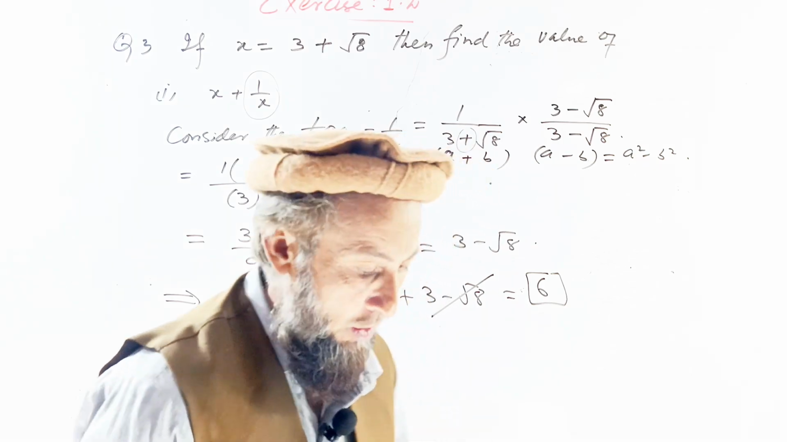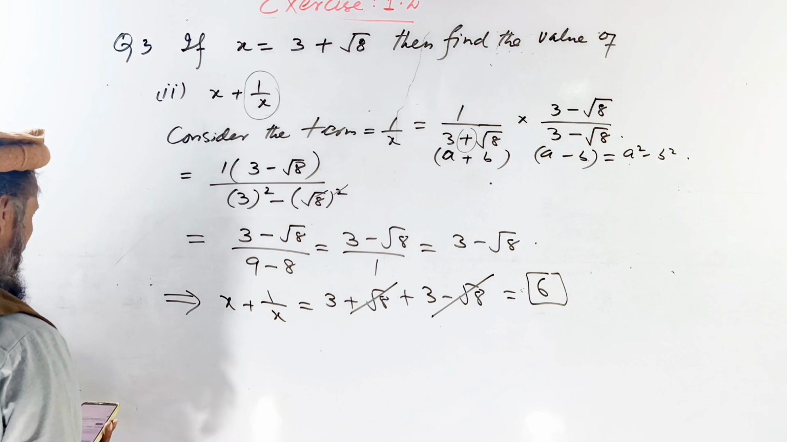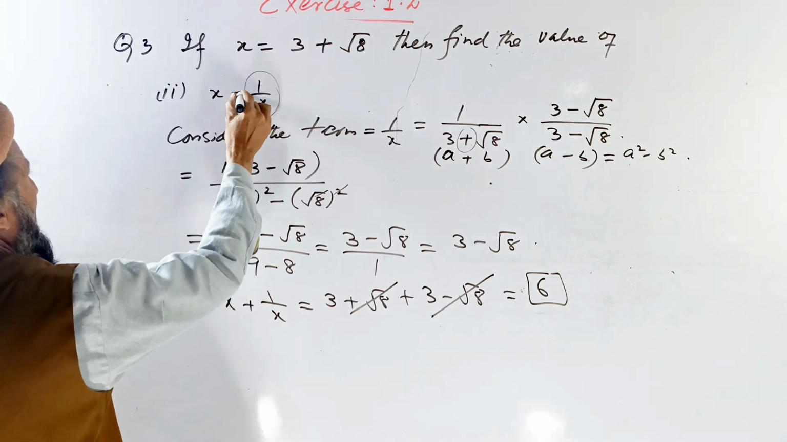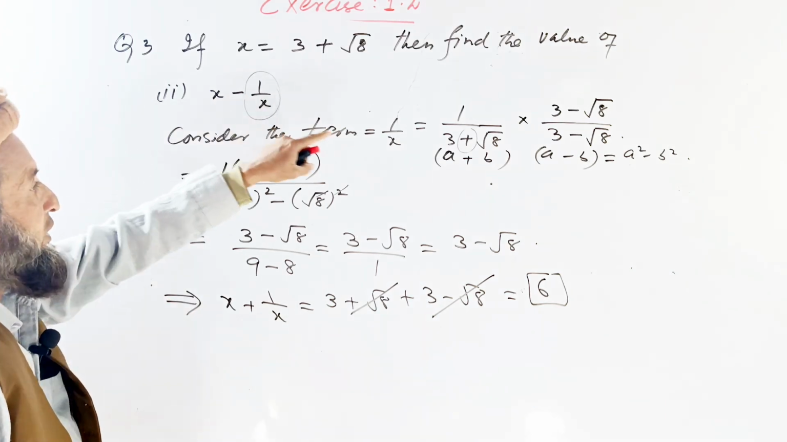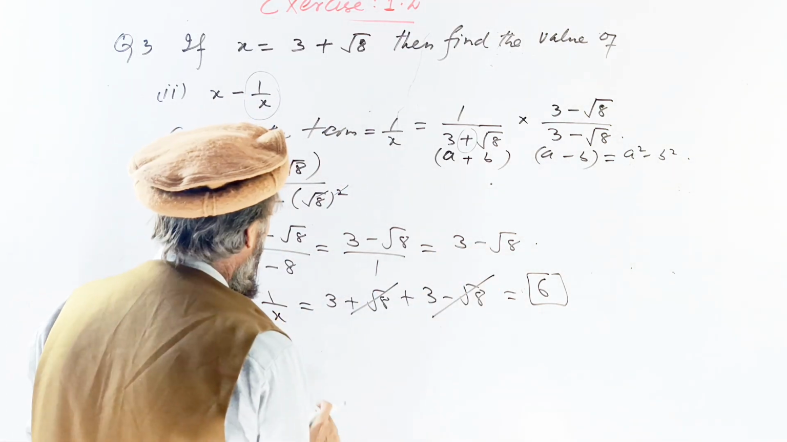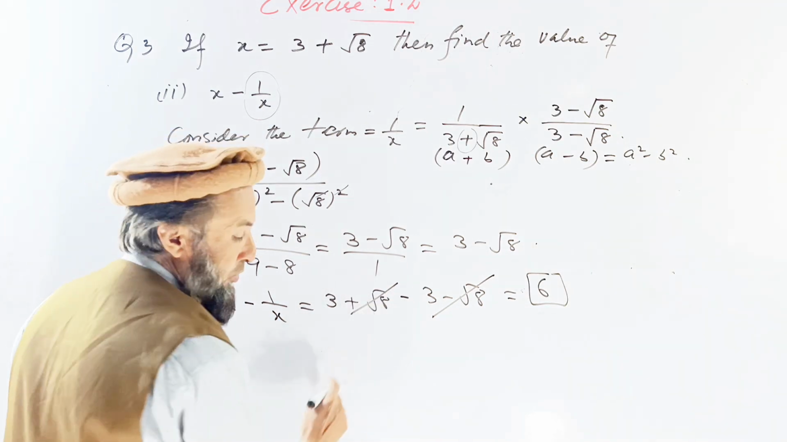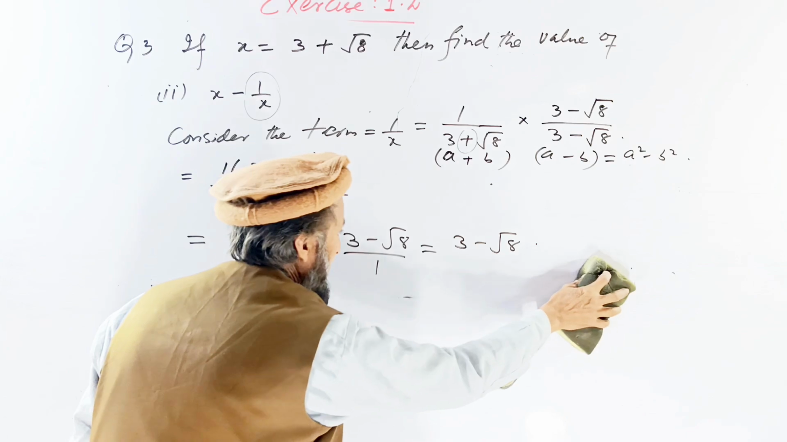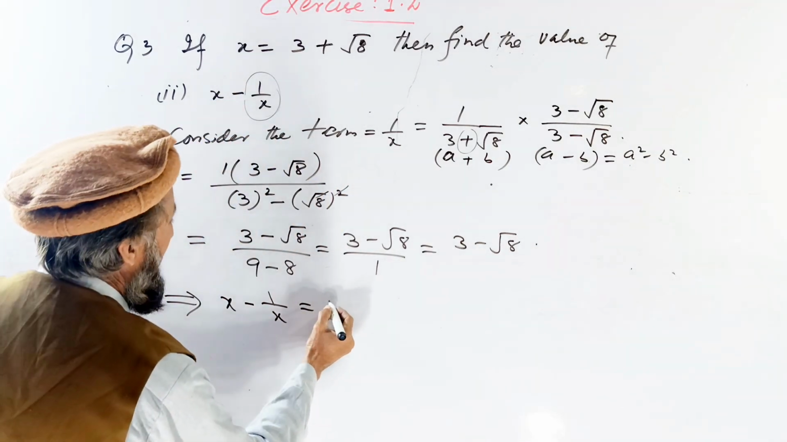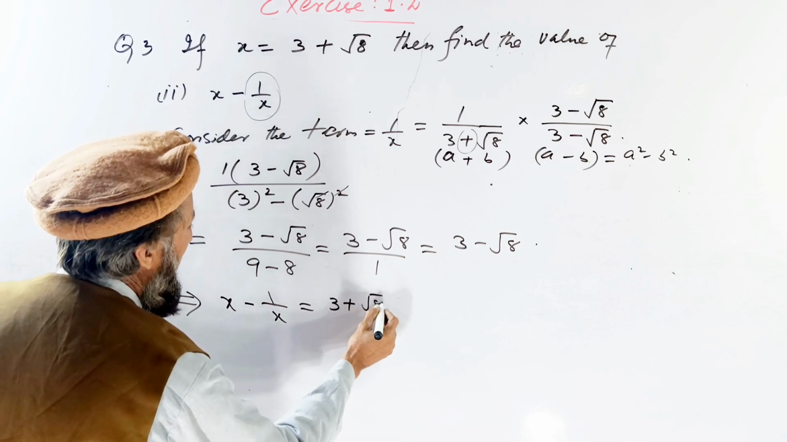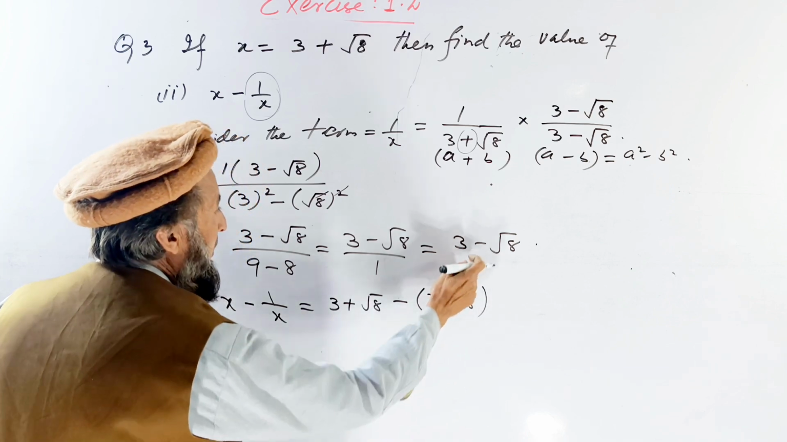Similarly, we solve the second part of this question, x minus 1 over x. The same process we are doing here. First we find 1 by x, but here we need the subtraction, so we write the full term. The value of x is 3 plus square root of 8, and 1 by x is 3 minus square root of 8. We have done these values.